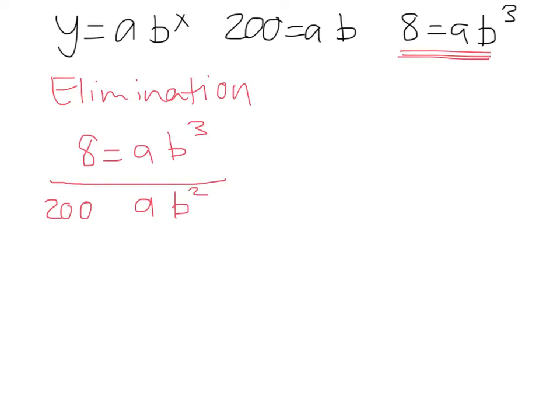Before, when we used the elimination method, we would cancel things out by adding and subtracting, but that's when we had linear functions. And now that we have exponential functions, we need to use multiplication and division to cancel things out. So when we set up this division problem, the a's will cancel out. So you're left with 8 over 200 on one side, b squared on the other, which is the same thing we had using the substitution method, but it was way faster.